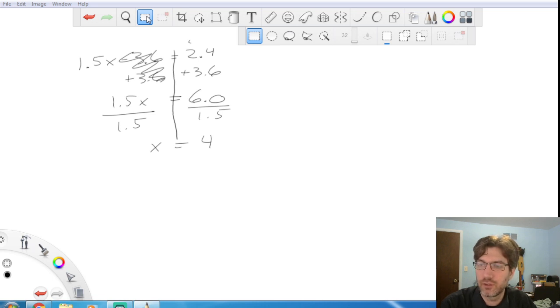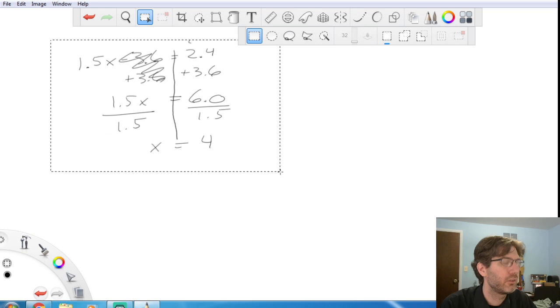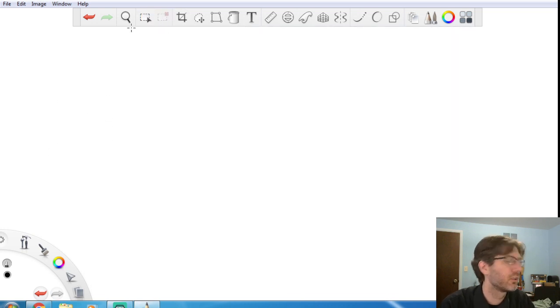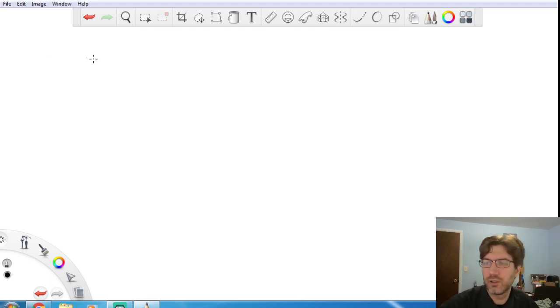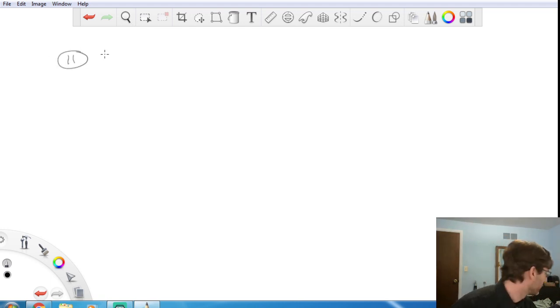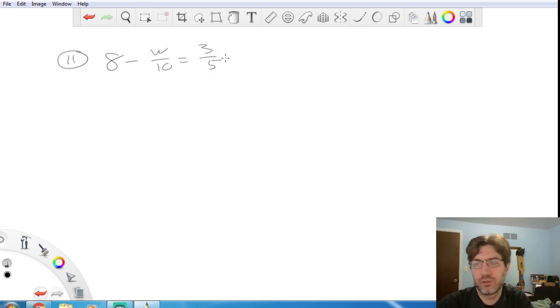Any questions from the homework you want me to go over still? I just still don't understand the equation with the fraction as the answer. Is there a certain number you're looking at there, John? I just want to pick one fraction as an answer. You want to do 11? 11 says 8 minus W/10 equals 3/5. Want to do that one?